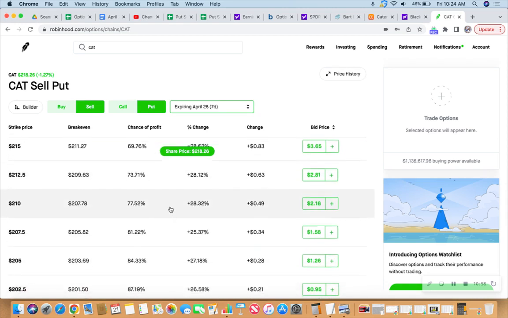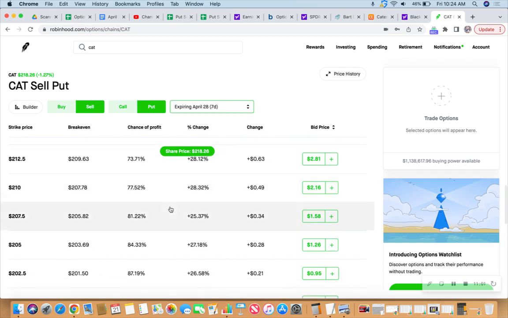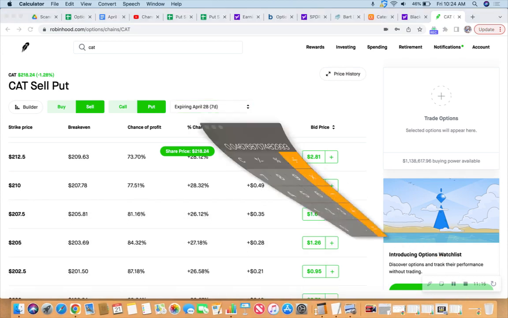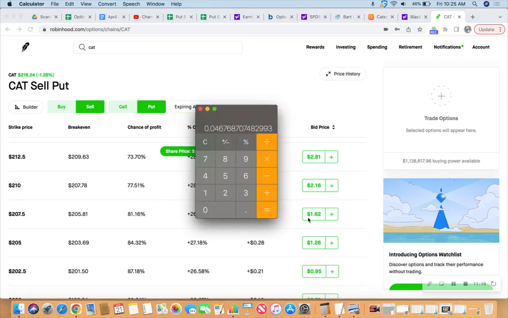Wow. We can get fairly conservative and still have some nice annualized return action. So even if we went down, let's look at this 207.50, for instance. 207.50 paying a buck 62 as we speak. $1.62 divided by 207.50 equals 7.8%. That isn't right. How could that be right?